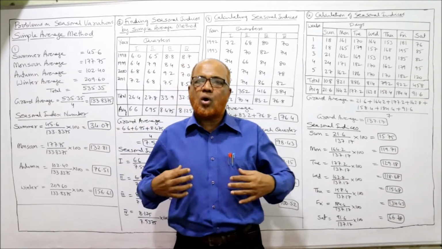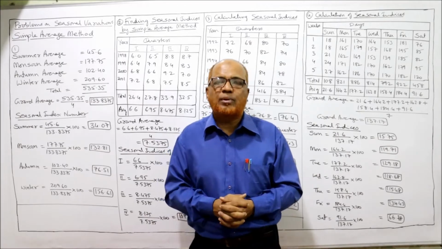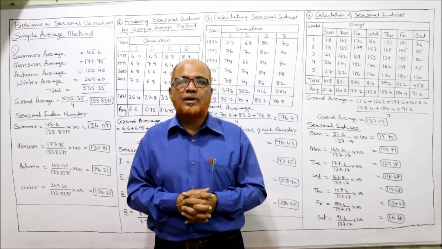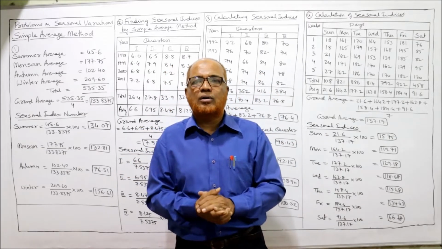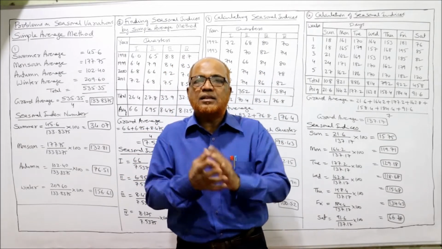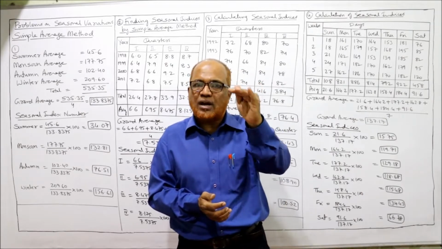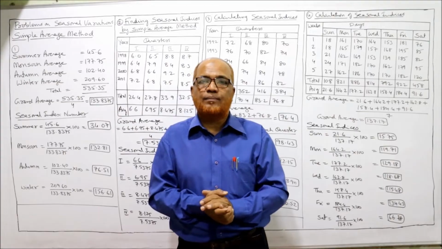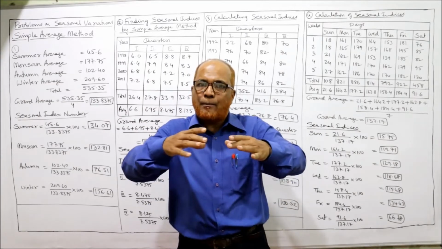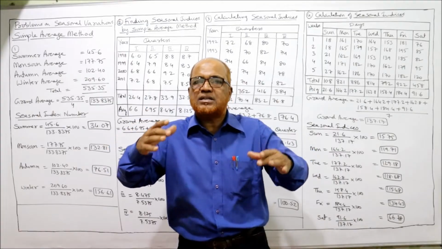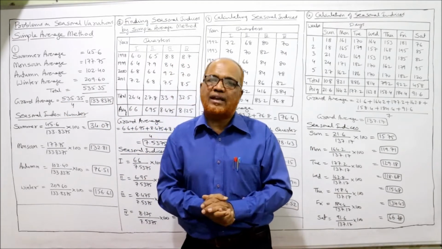Similarly is the case for cotton cloth. The demand for cotton garments will be more during the summer season. As soon as the summer is over, the demand for cotton cloth will come down. Similarly, the price of agricultural produce will come down during the harvest season. As soon as the harvest is over, the prices may increase. The same pattern of changes will be repeated year after year. These are called seasonal variations.